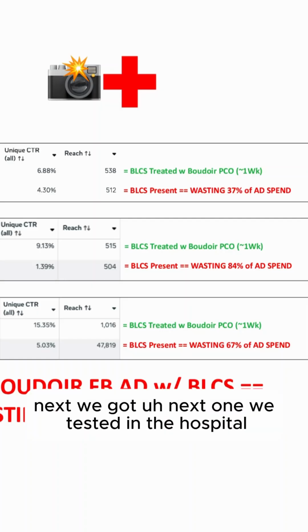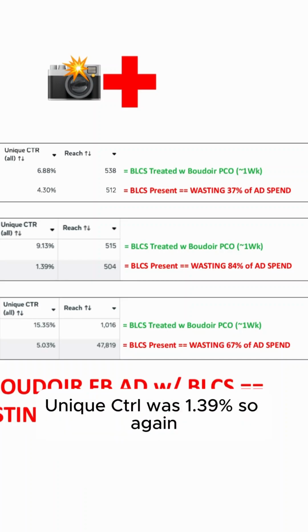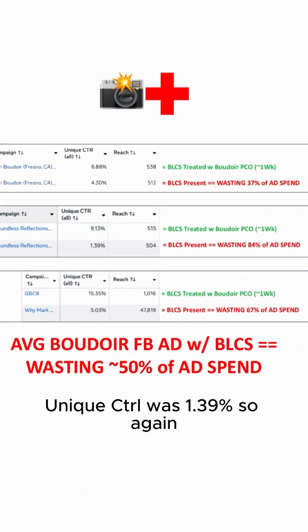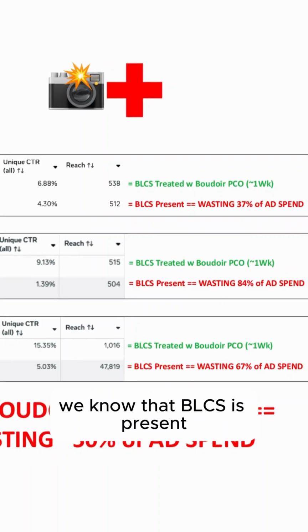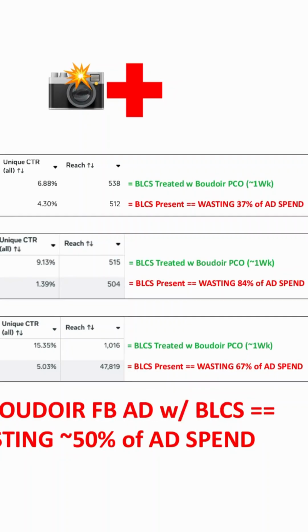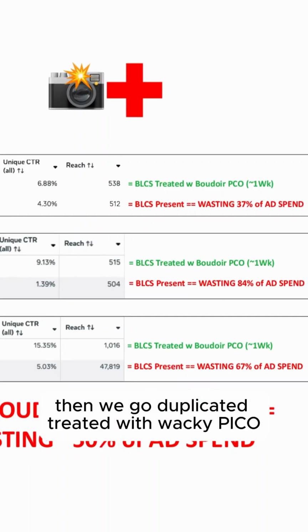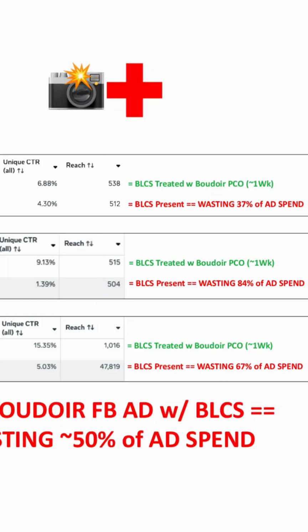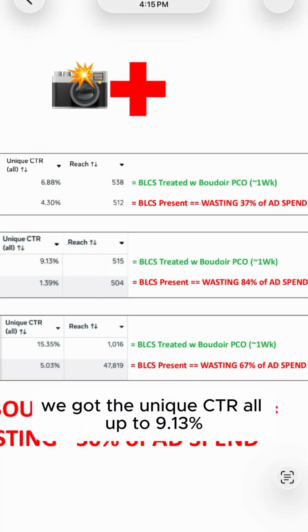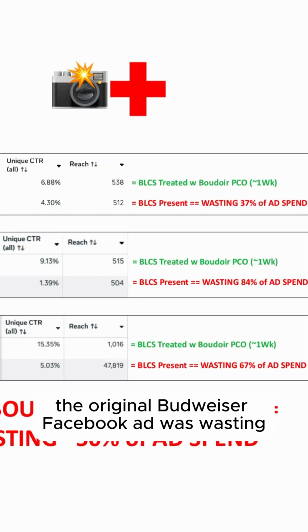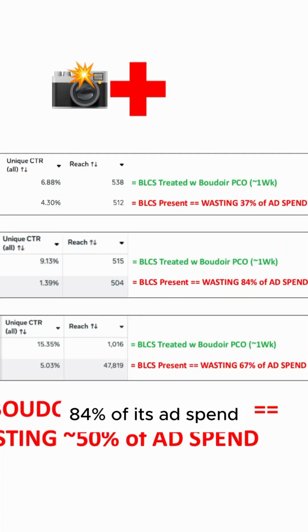Next, the next one we tested in the hospital. Unique CTR was 1.39%. So again, when unique CTR is under 6%, we know that BLCS is present. So we duplicate it, treat it with Boudoir Pico, takes about a week. We got the unique CTR up to 9.13%. So we found out the original Boudoir Facebook ad was wasting 84% of its ad spend.